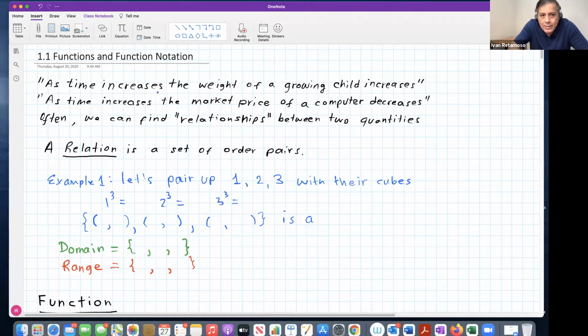For instance, as time increases, the weight of a growing child increases, right? As time increases, the market price of a computer decreases, right? Because the computer gets obsolete, new models come up, and so on. But now, mathematicians study these relationships deeply, and they figure out that no matter how you come up with the relationships, by comparing quantities, you must consider pairing the quantities up, right? Because of that, they came up with this definition, a relation.